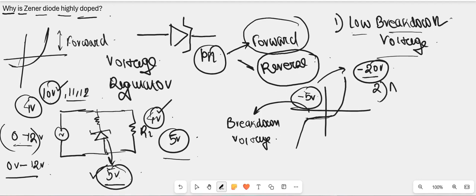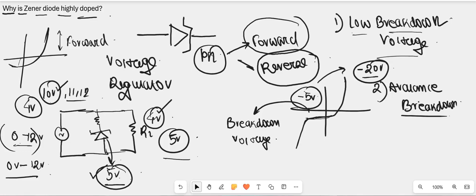Another reason is the avalanche breakdown. Okay, so heavily doping the Zener diode increases its ability to withstand high reverse voltages without experiencing any catastrophic failure. Okay, so why does this avalanche breakdown occur?